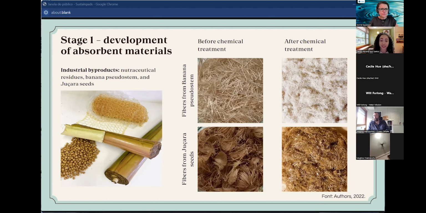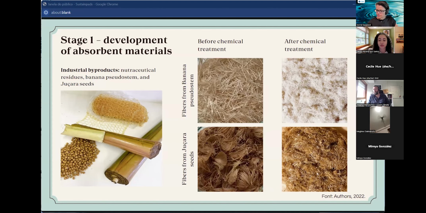And through the results, we discovered that rice husks and corn cobs didn't have a good capacity since they had plenty of lignin in their composition. So we took them off from our experiments. However, with the banana pseudostem and Jussara fibers, we were able to improve their capacity and make them look really similar to conventional cotton. So we used these materials in our final prototype. And here are the images of these 2 fibers that we used.